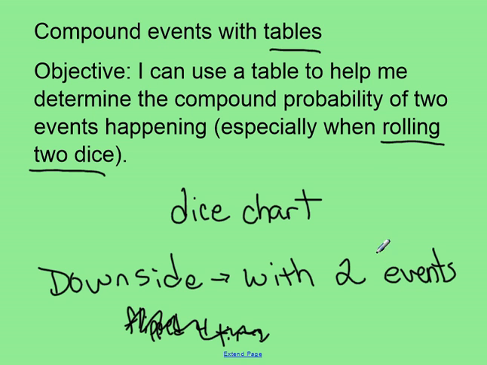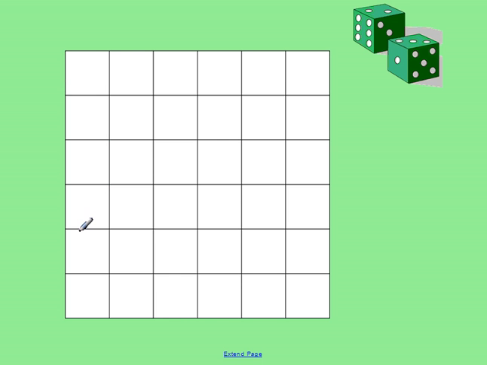When you have 2 events, though, you can make a little 2-dimensional table that can help you. And we can't do 3 events because then it would have to be 3-dimensional, which would get really confusing really fast, and I would never ask you to do that. So let's look, though, in this video on how to do it with 2 events.